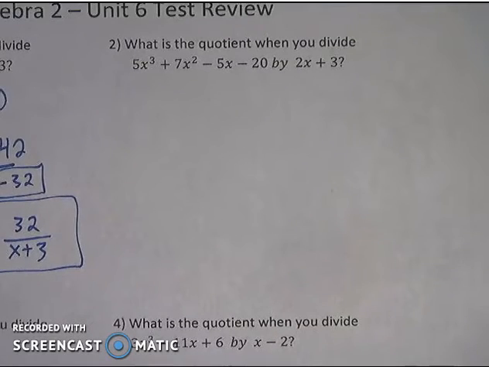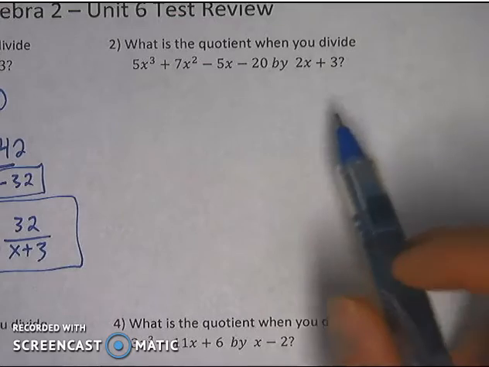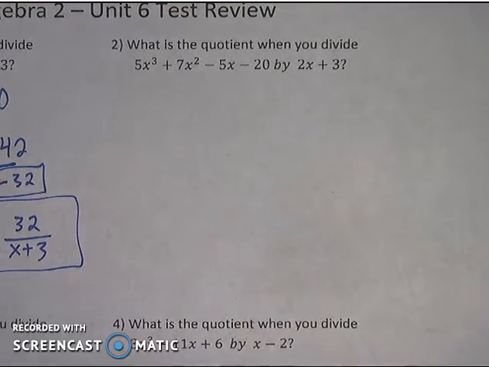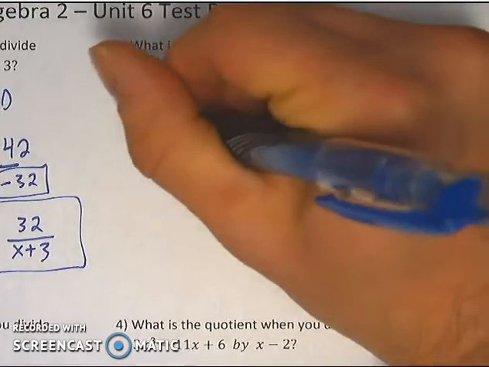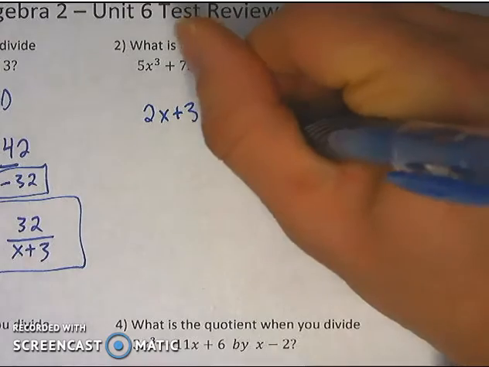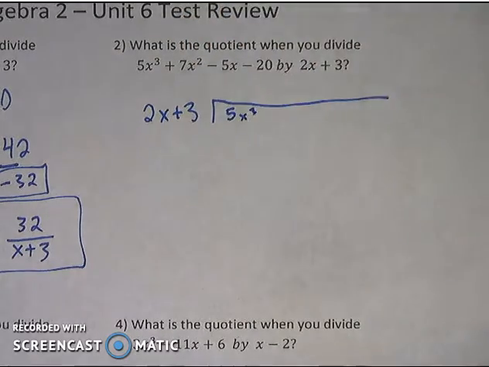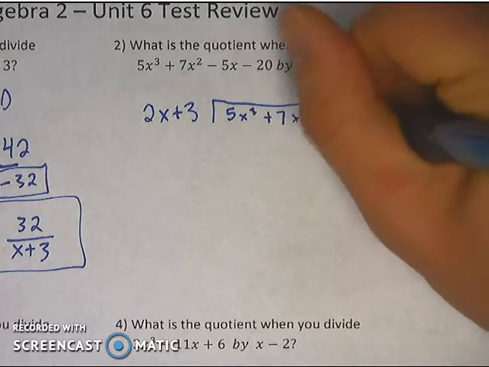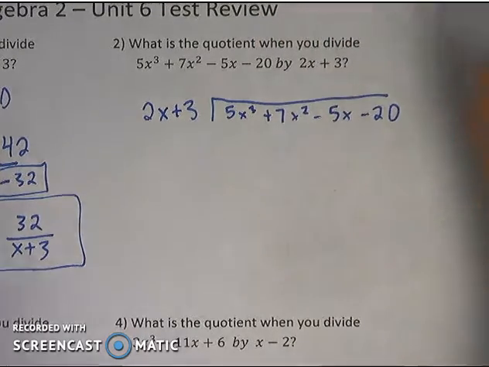Now number 2, it's a similar question. It says, what is the quotient when you divide 5x cubed plus 7x squared minus 5x minus 20 by 2x plus 3? Now here, we've got to do long division because this is not in the form of x plus or minus something, so I don't really have a choice here. I have to do long division. I'm going to do 2x plus 3. I'm going to divide 5x cubed plus 7x squared minus 5x minus 20.